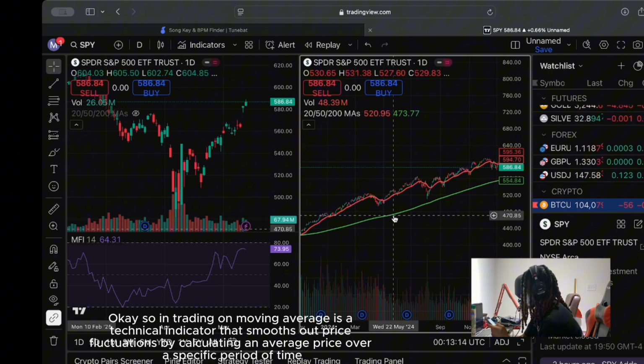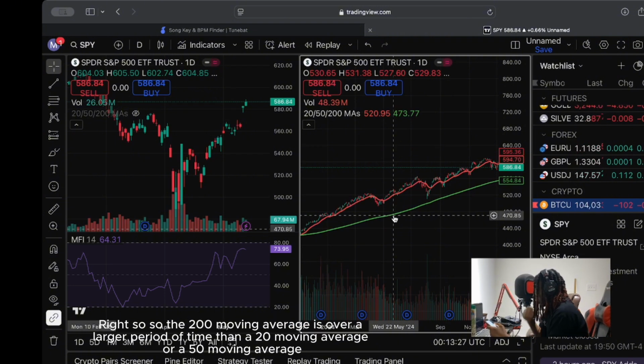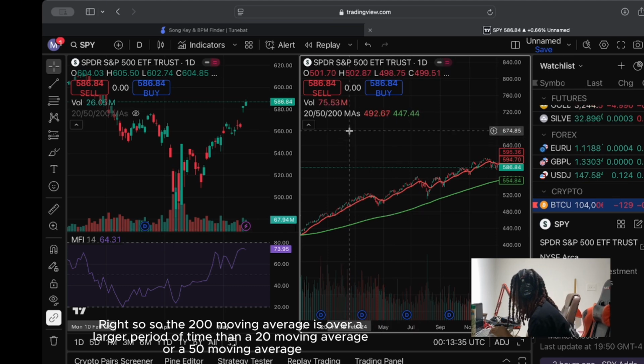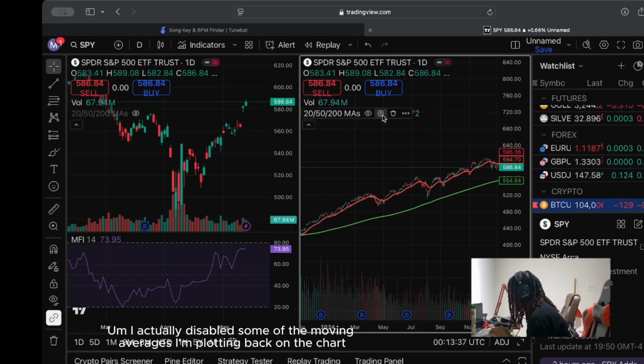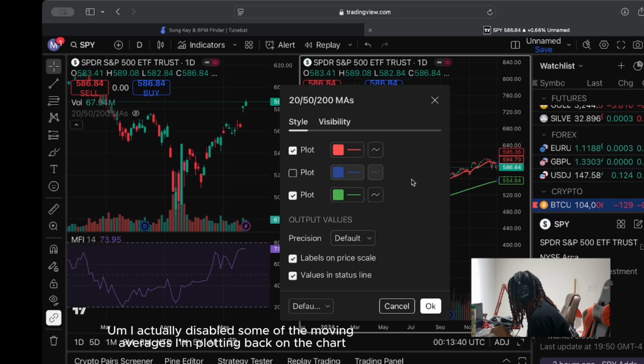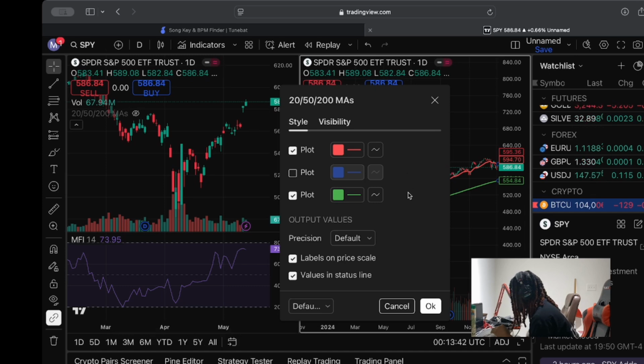Okay. So in trading, a moving average is a technical indicator that smooths out price fluctuations by calculating the average price over a specific period of time, right? So the 200 moving average is over a larger period of time than a 20 moving average or a 50 moving average. I actually disabled some of the moving averages I'm plotting on the chart.